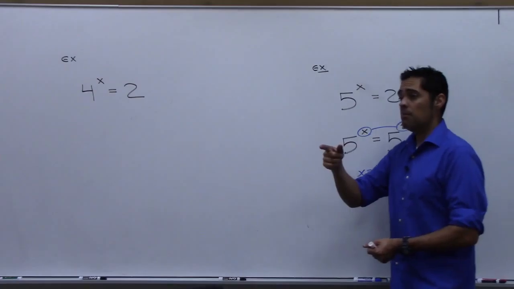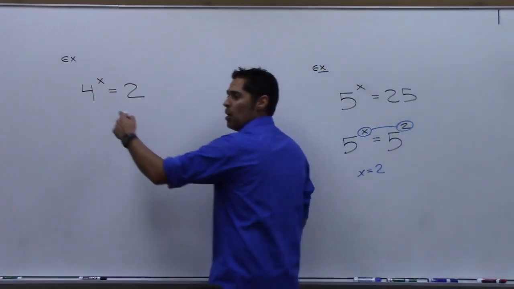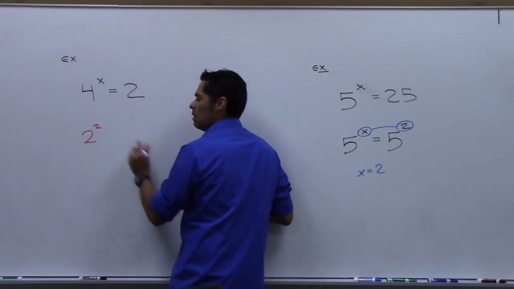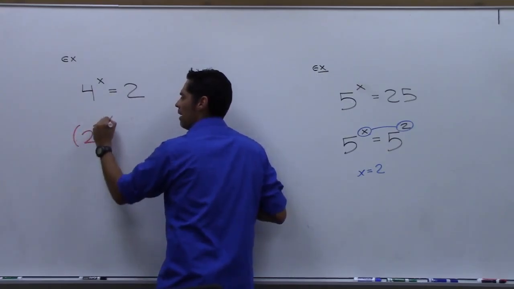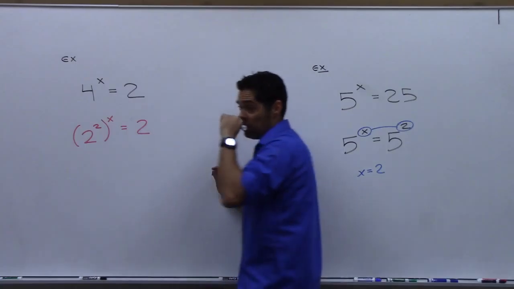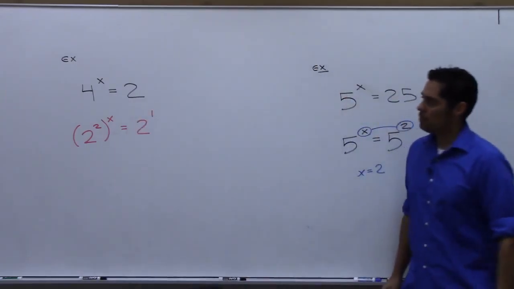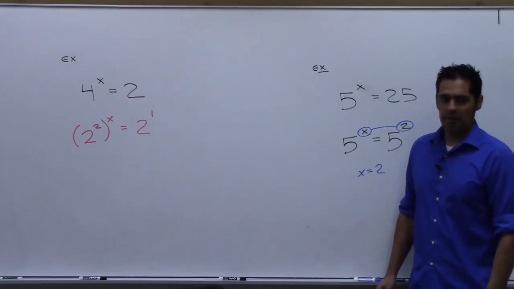Okay, good. No, I like that. 4, you want to rewrite 4 as what? 2 to the 2. Does everyone agree that that's 4? So 4 to the x, that's the left side. Do you agree? Right side's 2 to the 1? Yeah. Is that all right?